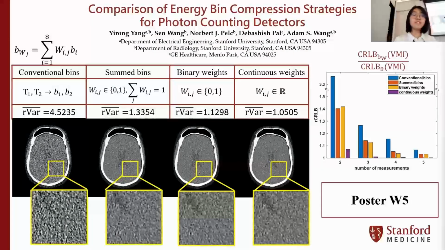Hi, I'm Yirong from Stanford University. We will present our work comparing material decomposition performance of 4 different energy bin compression strategies for photon counting detectors. The results from our simulation study show that we can reduce 8 energy bins to 2 weighted sums, where the continuous weights give the best performance with high compression ratio, low noise penalty, and no additional bias. So if you're interested in that, come and visit poster W5. Thank you.